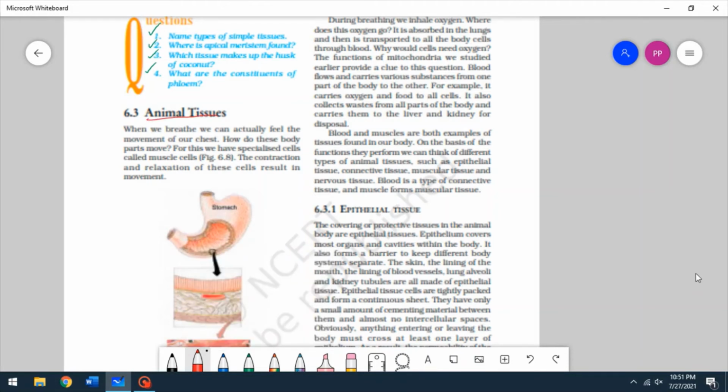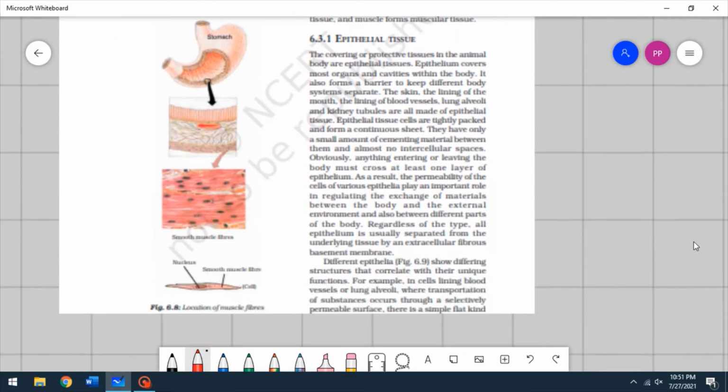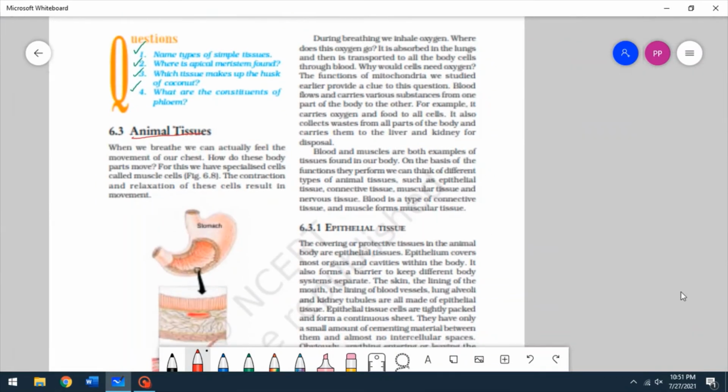This is again just an introduction. All this is introduction. So the first type of animal tissue is epithelial tissue, and it's the covering or the protective tissue in an animal body. Those are the epithelial tissues.